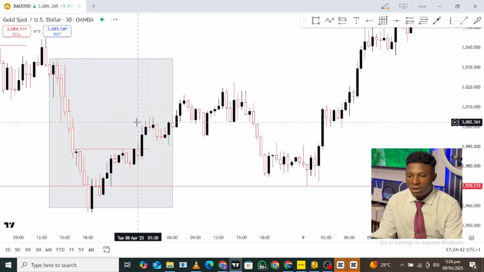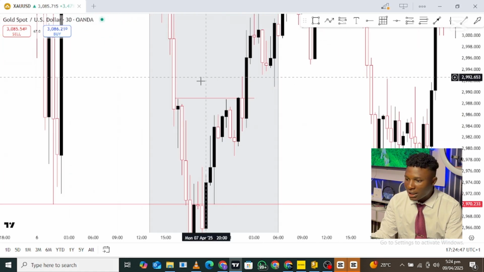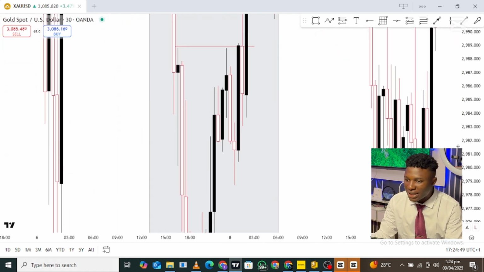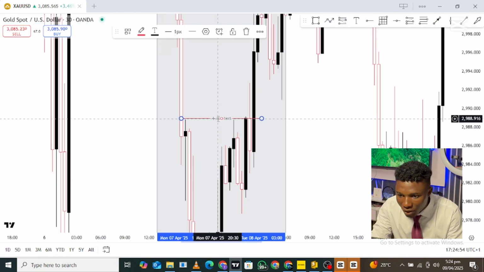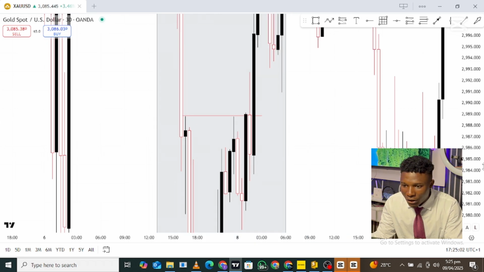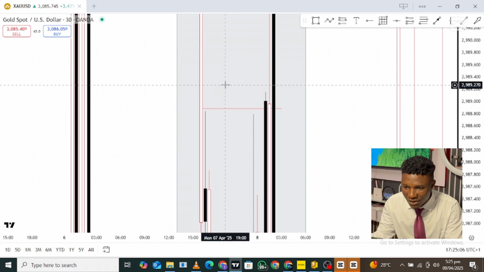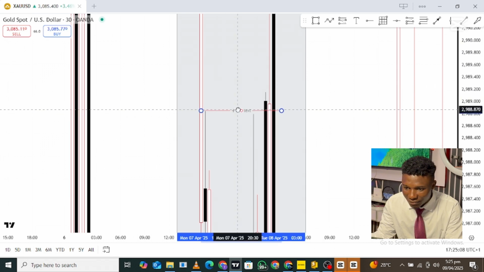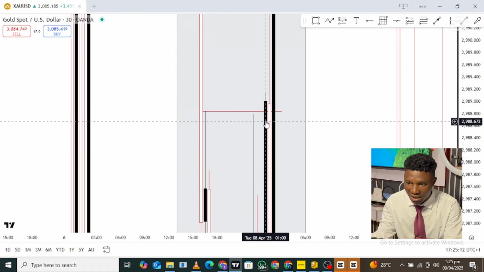So on this 30 minutes time frame right now, you can see that price ended up breaking this particular high. And then you have to check very well which moment ended up breaking this particular high. Let me draw this very well. All right, so you can see the moment it ended up breaking it. So it's not this particular wick that ended up breaking this high. It's this particular moment right here.